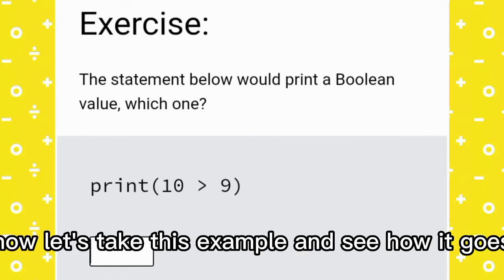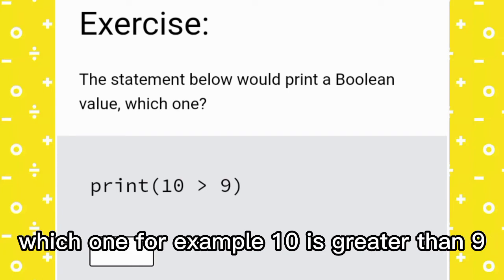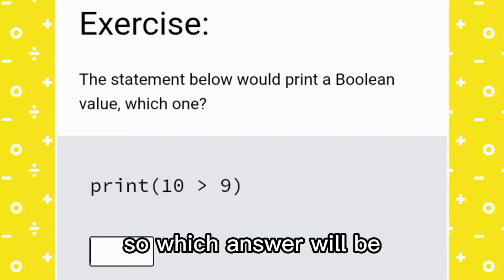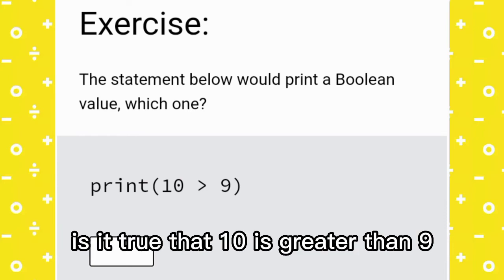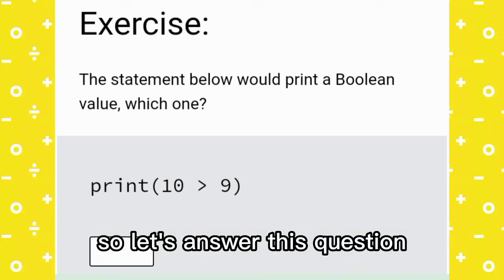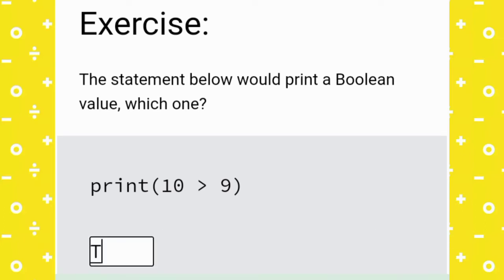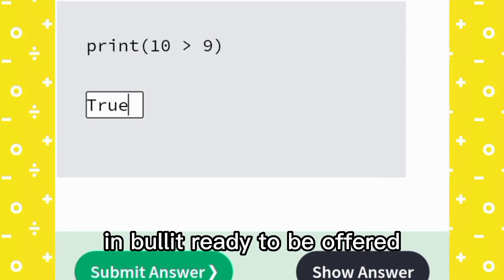Now let's take this example and see how it goes. It said the statement below would print a boolean value. Which one? So they say 10 is greater than 9. Which answer will you give when you look at this statement here? Is it true that 10 is greater than 9? If it's true, you write there true. If it's false, you write false. So let's answer this question. But remember, if you are answering, we start with a capital letter in Boolean to write the true or false.